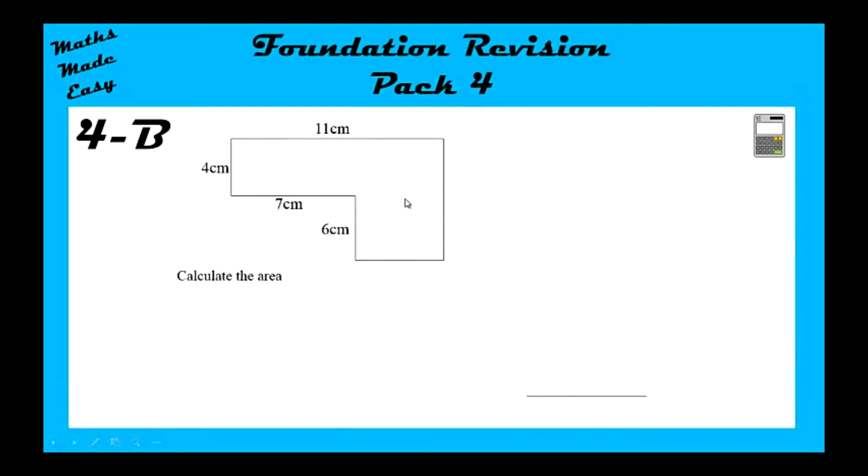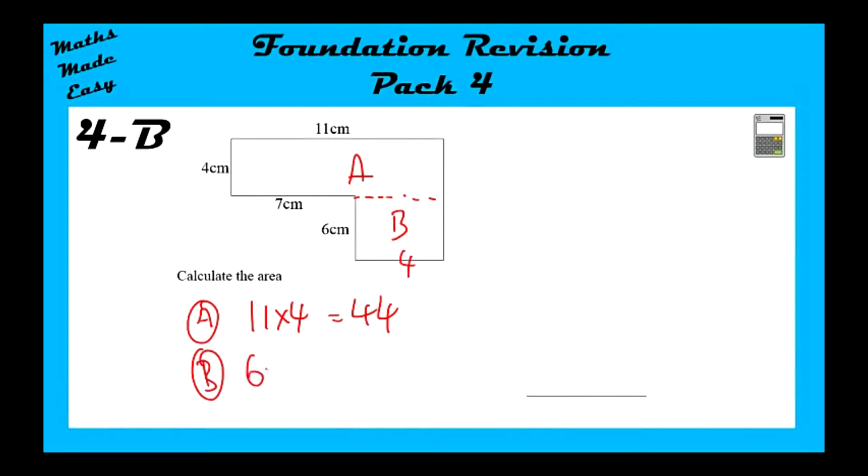It's question 4b if you want to try that one. So again, let's split it in 2 shapes. We've got A and B. Shape A comes out as 11 by 4, which is 44. And shape B is, well, it's 6 here, and we need to work out this length. We've got 11 along the top there and 7 there, leaving 4 for this length here. So 6 by 4 equals 24. Add these up, 68 centimeters squared.